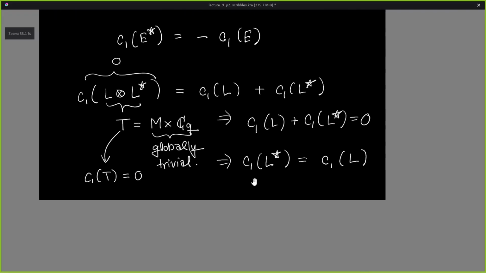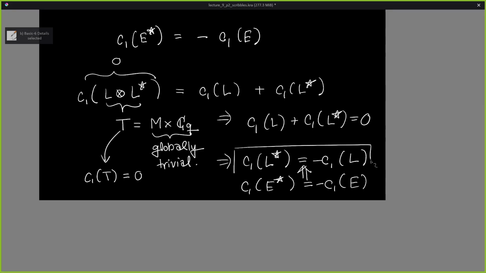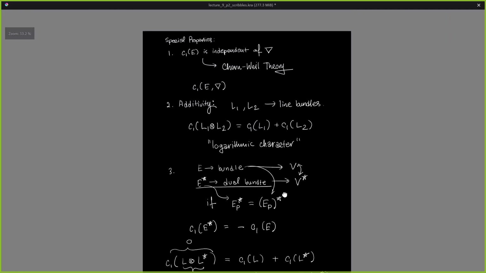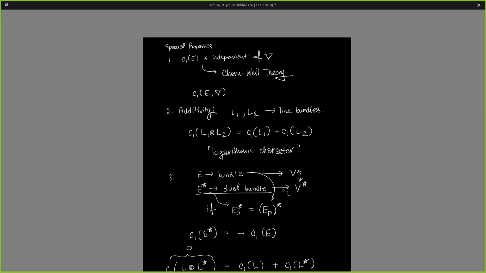Because this has to be true for line bundles, for the Chern classes to be consistent, this also has to be true for general bundles as well. We're saying that this will imply this, right? This will make sure that this condition is true. So that's property number 3. These are some of the nice properties that we get for the first Chern class.